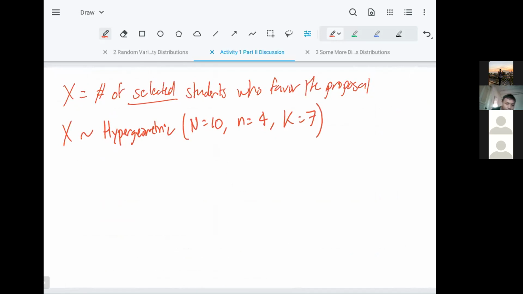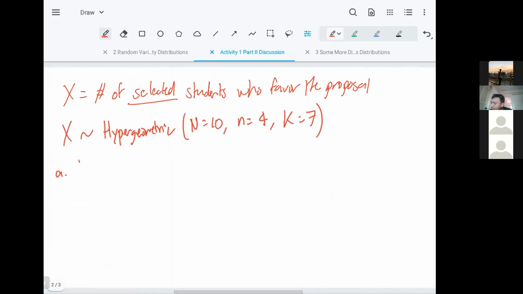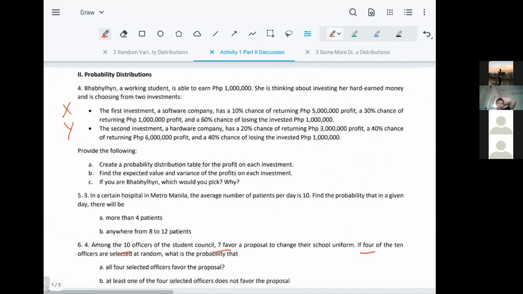So A. What's the probability that all 4 favor the proposal? So that's gonna be ano lang, from the 7 you choose 4, from the 3 na hindi successes you choose none, and then from the 10 you choose 4 as well. Which will give us, paki-fill in the blanks na, 0.1667. On the other hand, letter B, how do you answer B?